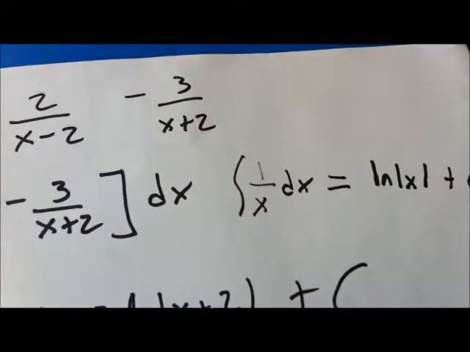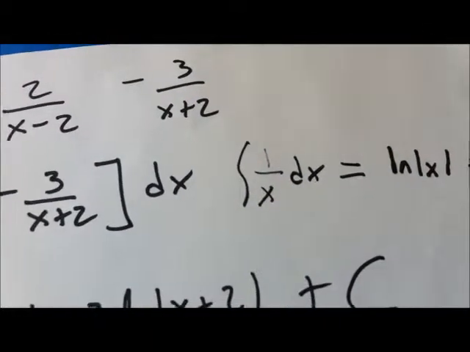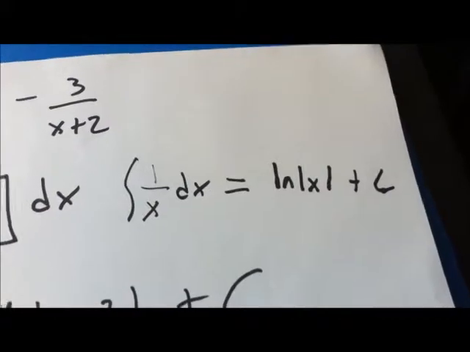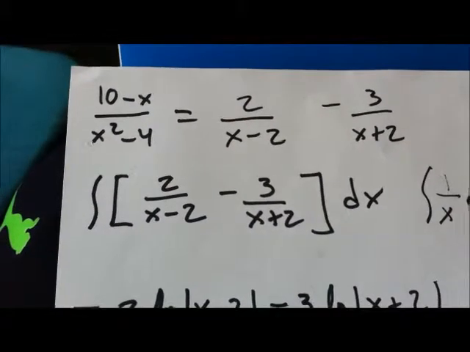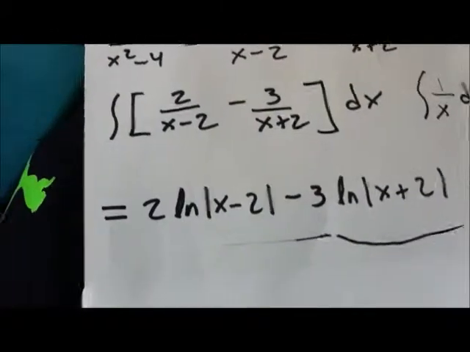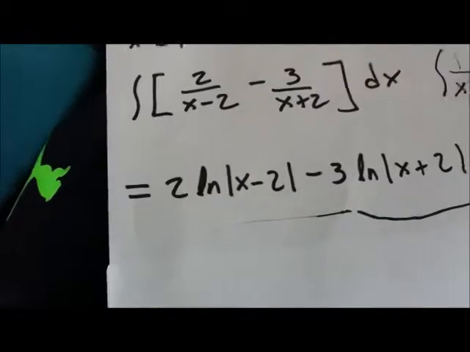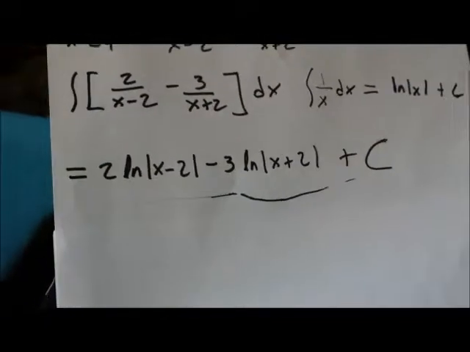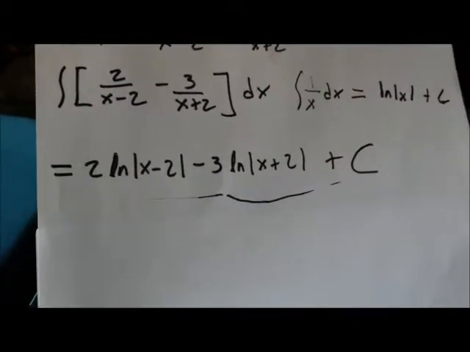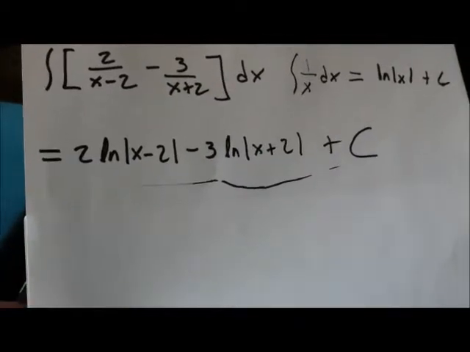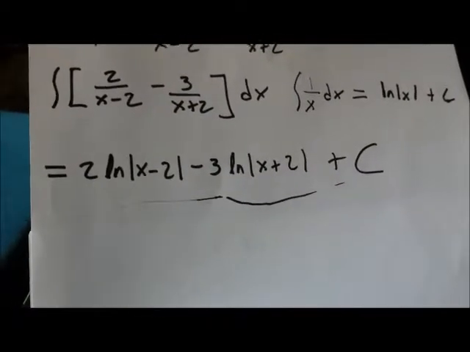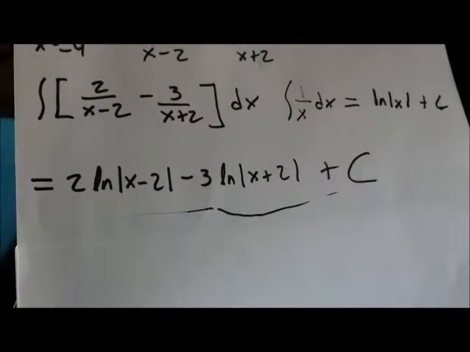Since we know that the integral of 1 over x dx equals the natural log of the absolute value of x plus C, we can solve for this integration really easily. And we get that this integral is going to equal 2 times the natural log of the absolute value of x minus 2, minus 3 times the natural log of the absolute value of x plus 2, plus the constant C.